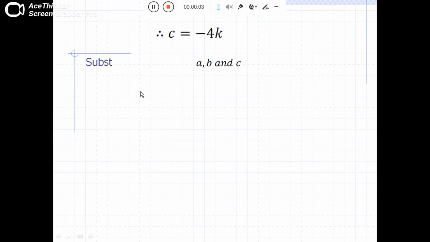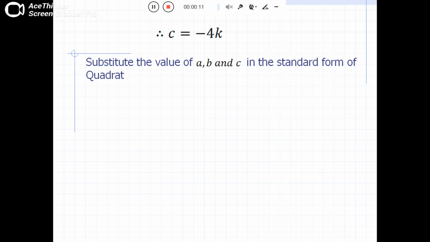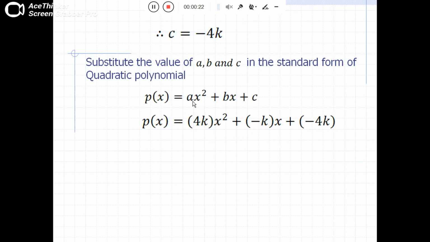After getting the values of a, b and c, substitute these values in the standard form of the quadratic polynomial, which is p of x equals ax square plus bx plus c. Now the value of a is 4k into x square, the value of b is minus k into x, and c is equal to minus 4k.